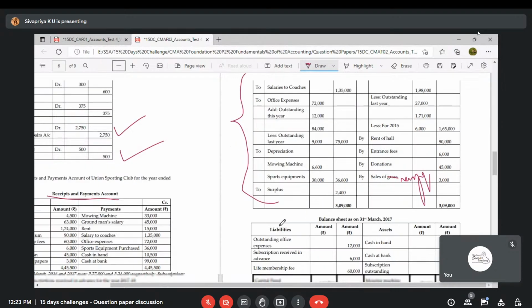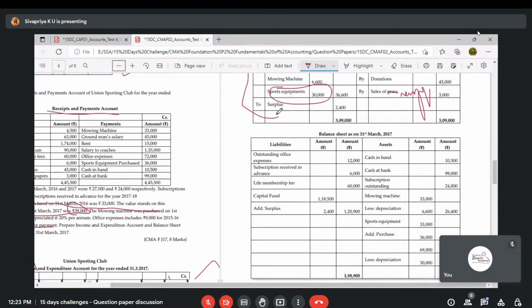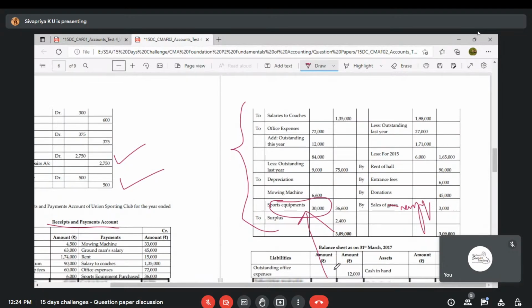The one issue here is the mistake many people made with the depreciation of sports equipment. If you look at the value of sports equipment, the problem says it was 33,000 at the beginning of the year. And there was a purchase of 36,000. So I would have had a balance of 69,000. But at the end of 31st March 2017, the closing balance is 39,000. So this difference of 30,000 is there, that will be the depreciation.